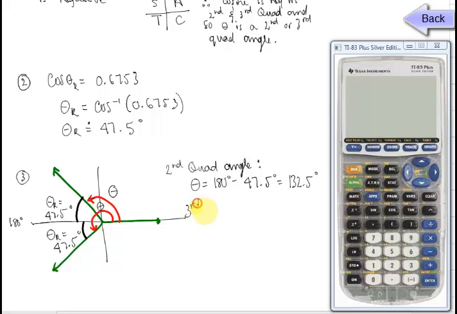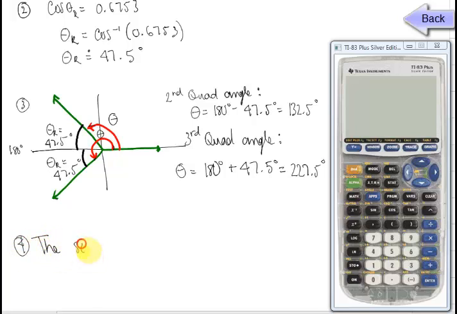And then in the third quadrant, instead of minusing 47.5, I'm going to add this time because I need to go past 180 for my angle in standard position. So I need to add, right, because the first part of my angle is 180 degrees, and then I have to add the 47.5. So this one is 180 plus 47.5 degrees, which is 227.5 degrees.